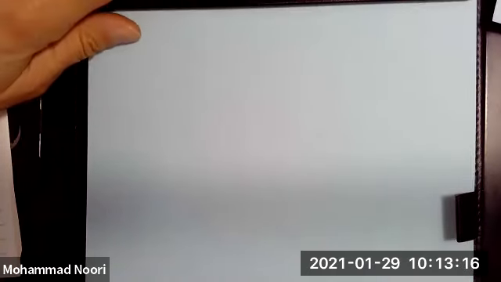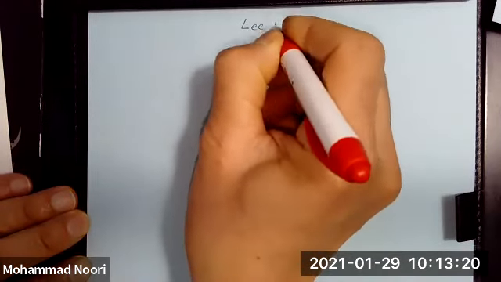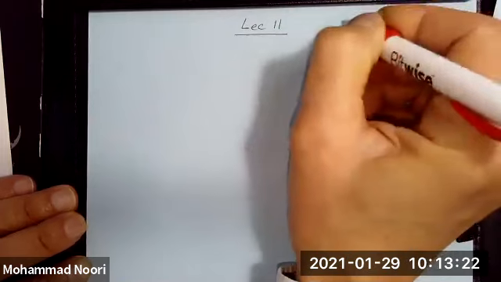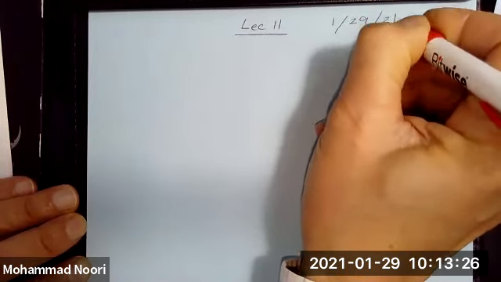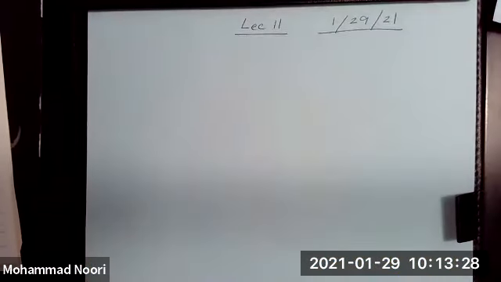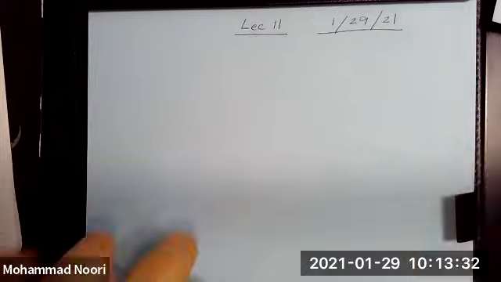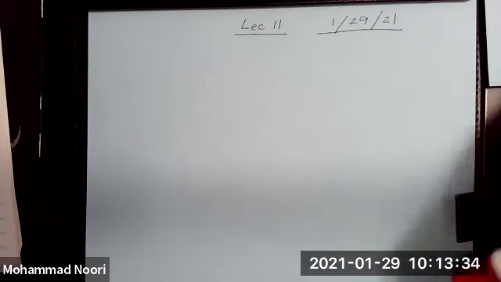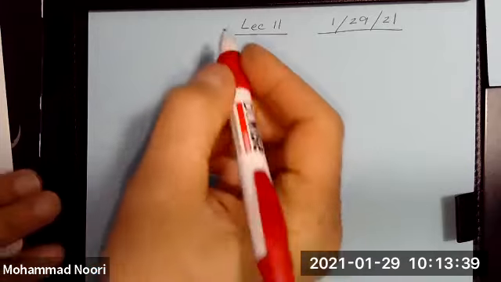All right. So this is lecture 11, and today is the 29th, January 2021. All right. So where are we? We have been discovering 3D equilibrium.